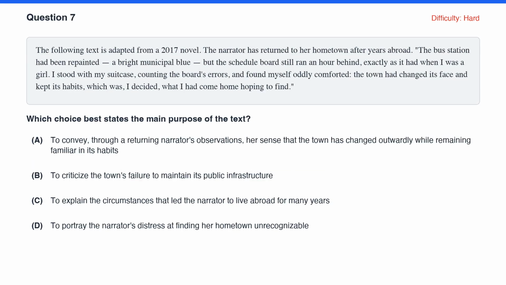Here's a hard one. What's the main purpose of this whole text? Watch what the narrator does with the bus station. She notices the town had changed its face and kept its habits, and that pairing, fresh paint over a still broken schedule board, is really the heart of the passage. Now let's clear the board. B says the text criticizes the town for letting its infrastructure fall apart, but that broken board is received with comfort, not complaint. Cross it out.